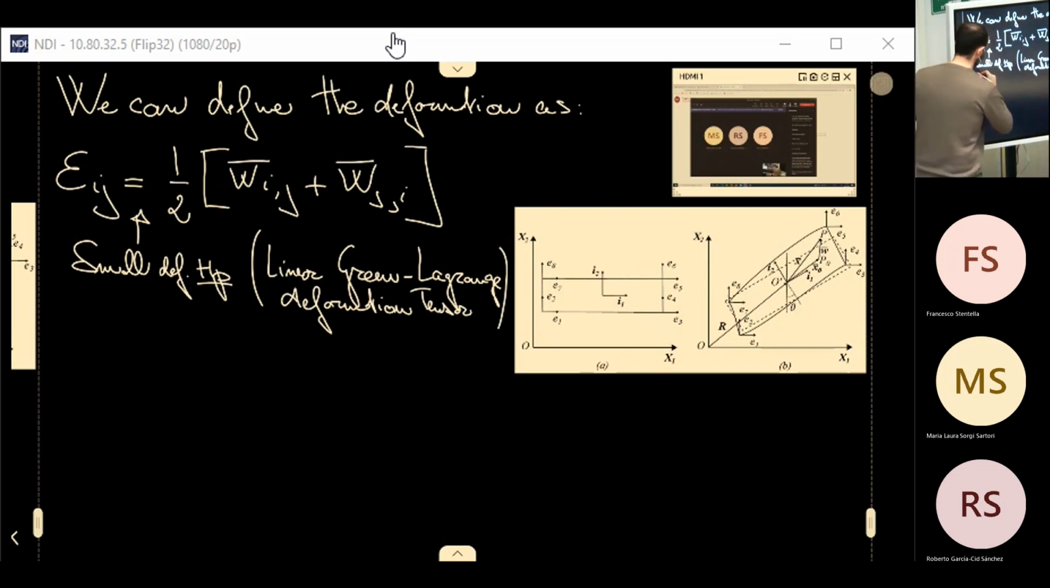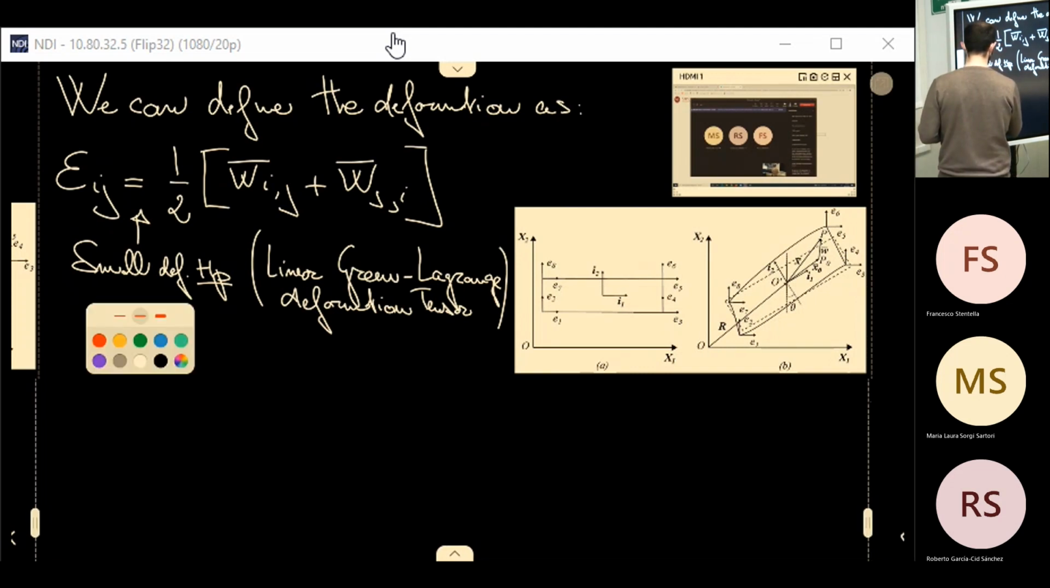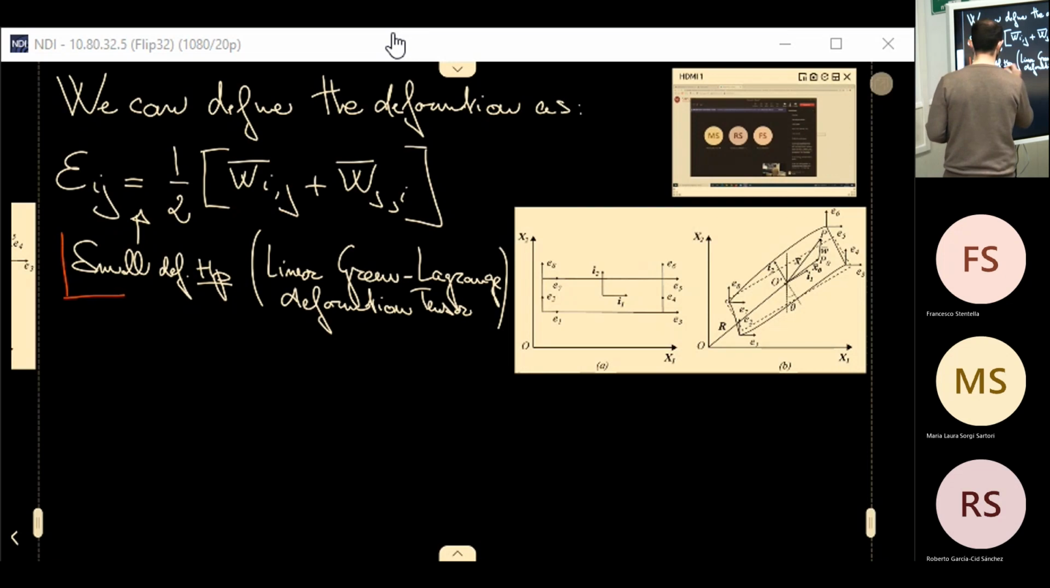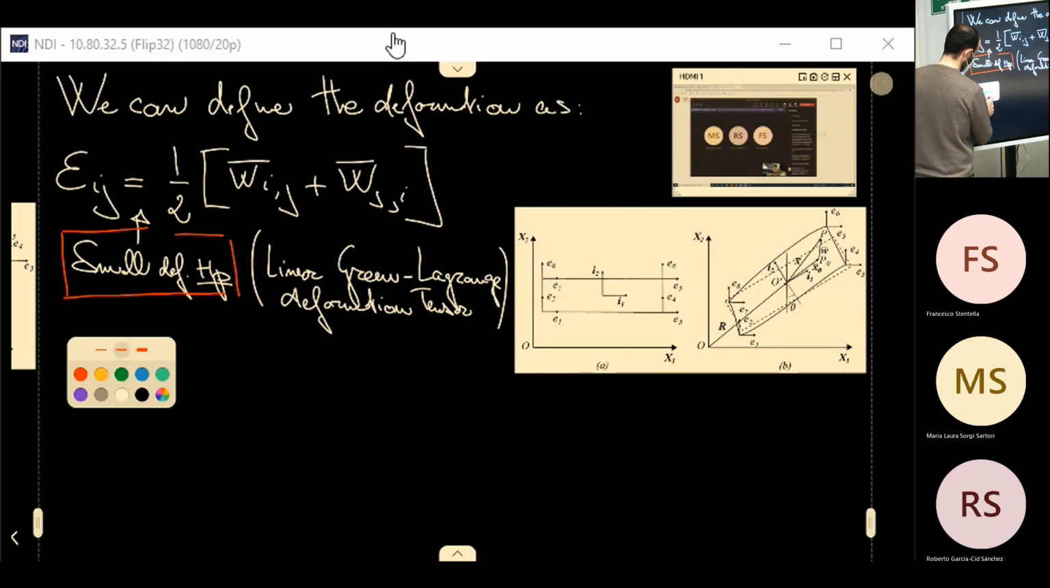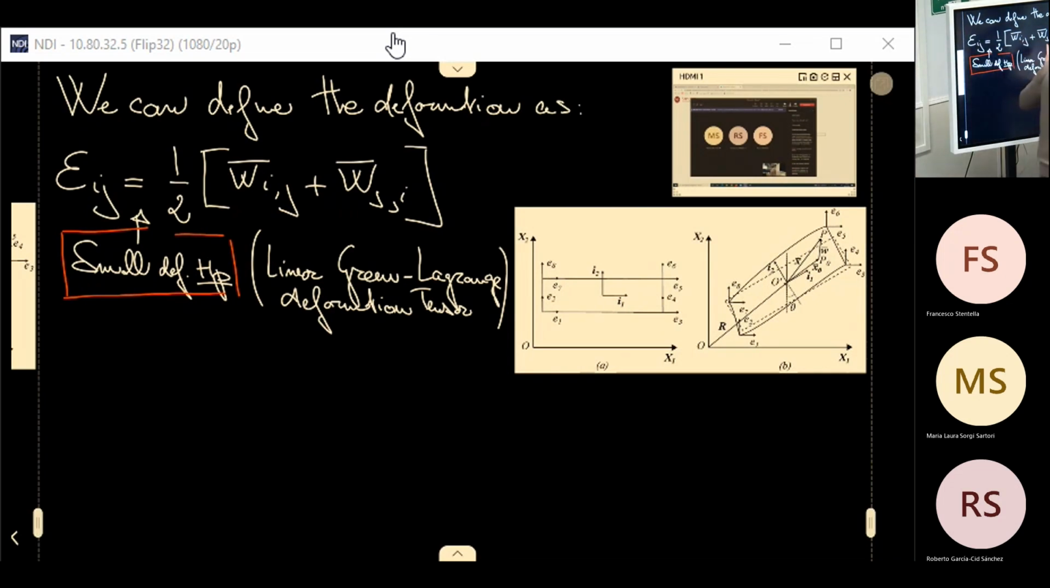So we are in the hypothesis of small deformation that we have retained since the beginning. So we stay constant with this. And please be aware of this because this is going to be important also in the following. What are these W over bar here?